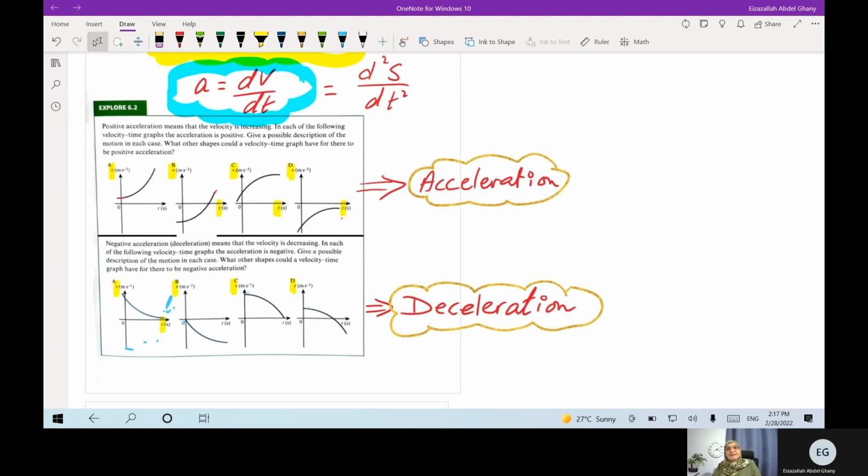What is the meaning of acceleration? When you accelerate, when you're driving your car, you will hear the engine; this is acceleration. When you decelerate, you just apply brakes. So acceleration is increasing velocity with respect to time, and deceleration is decreasing velocity with respect to time.